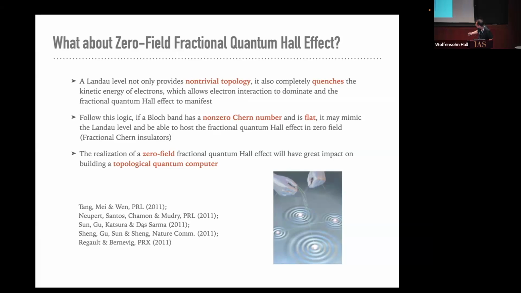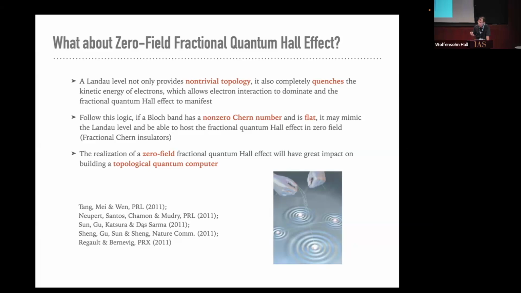So in the year 2011, a bunch of papers appeared. People started talking about this flat Chern band, and in this paper and those two papers, exact diagonalization studies were performed to really confirm that indeed the flat Chern band can host the fractional quantum Hall effect. Okay, so realizing this, as I said earlier and as was also talked about in Xiaodong's talk, really opened the door for a lot of interesting possibilities.